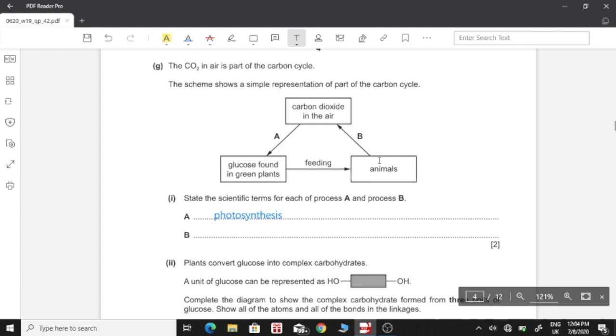And B is when glucose ingested by animals is converted to carbon dioxide in the air, which is respiration.